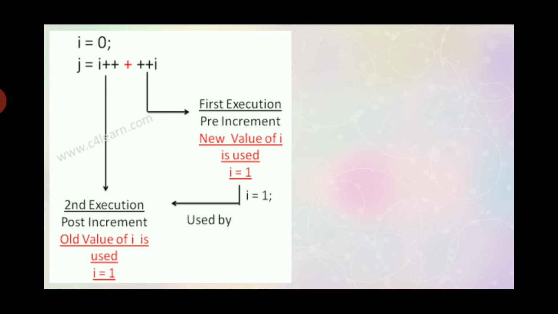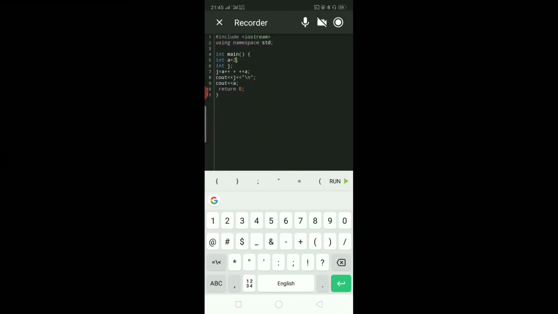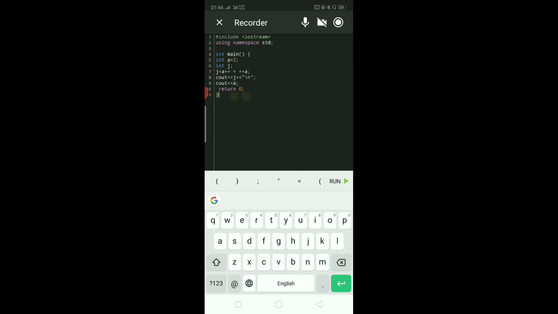Let's see this one in your SoloLearn app, how it calculates this. Now check how much it will become. You guys guess it. In my case, I'll say the answer. J will become 3 plus 3, 6. J will become 6 and A will become 4. See here, J is 6 and A is 4. So here the pre-incrementation will work first, that means 2 plus 1 is 3, and that same value of 3 will be added because it is postfix.